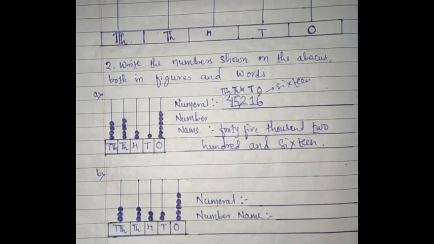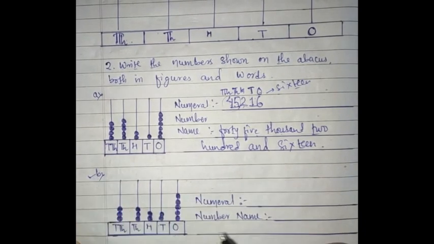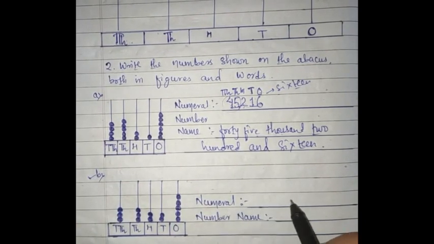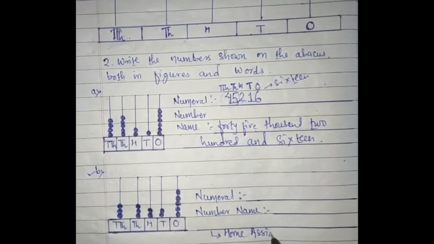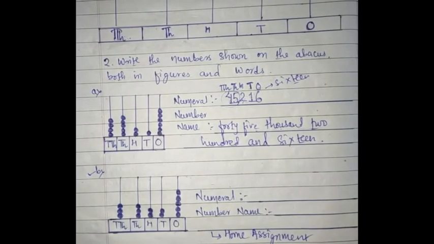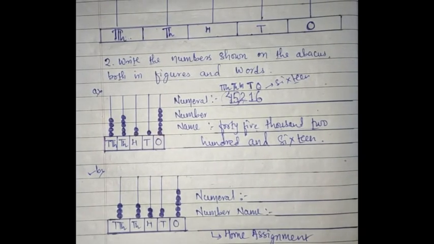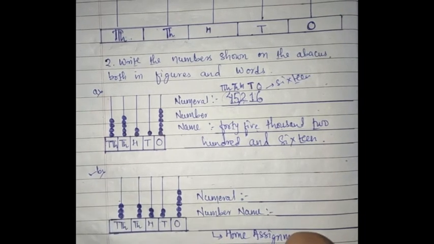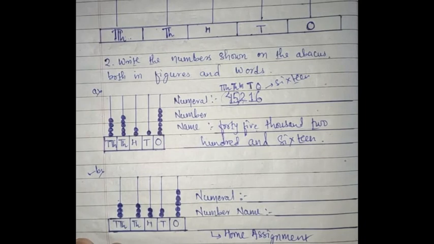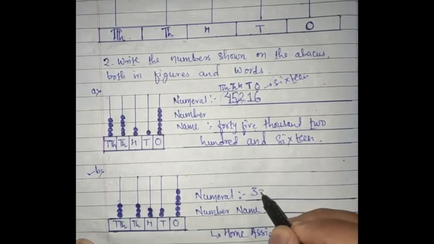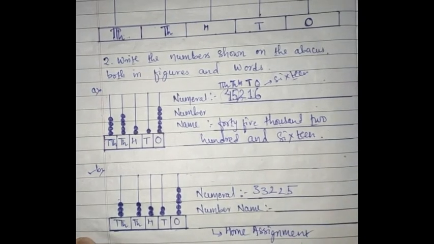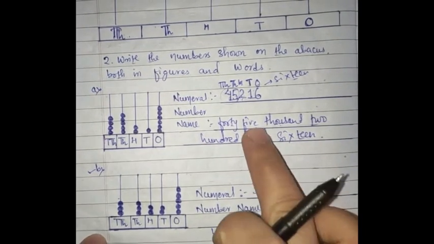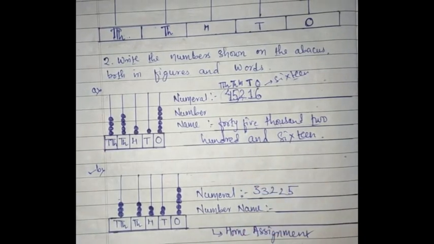I hope you have understood question number 2. If you have not understood, try part B. I'm going to write the numeral form of this, but the number name you are going to write yourself. That will be a home assignment. What I have told you is that you can write starting from the left corner or from the right corner, from wherever you can start. I'll be starting from 10,000 only. How many beads? 3. 1, 2, 3 again. 1, 2, 1, 2, 1, 2, 3, 4, 5. So this is your numeral form, and the number name, like writing in words or how to read it, you are going to write yourself.